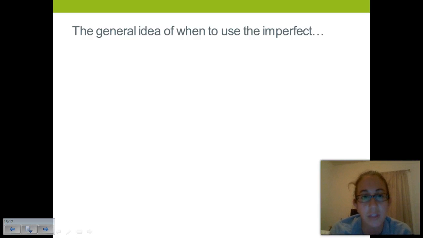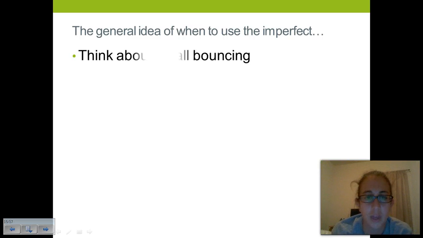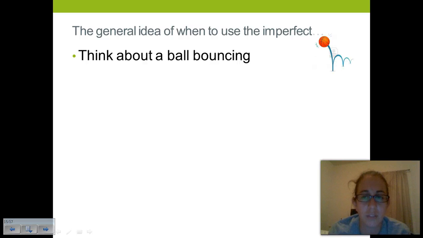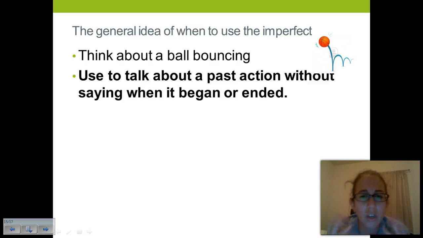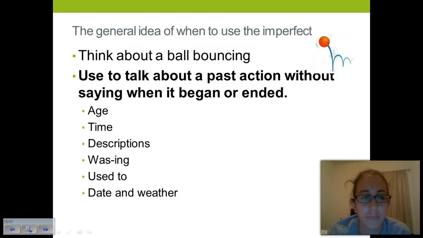Alright, so that's the idea of the preterite tense. So now we're going to move to the imperfect. And I've kind of talked about this in some of my classes a little bit. I want you to think about a bouncing ball when we're talking about the imperfect tense, okay? And here's the general idea. We use it to talk about a past action without saying when it began or ended. So we're talking more about generalities in the past. And there are several examples that we use. So make sure that you fill out your notes completely.